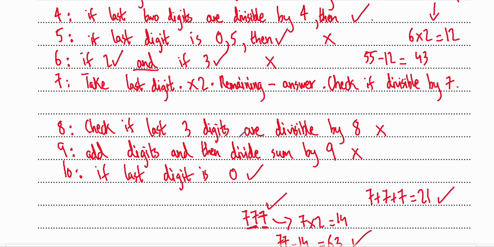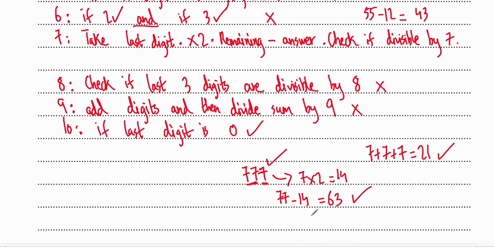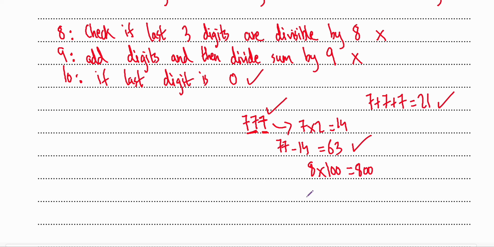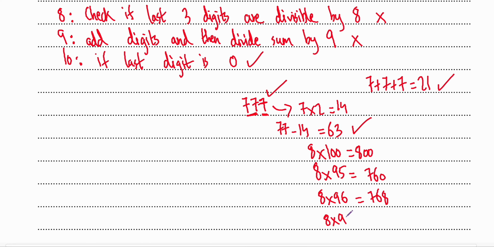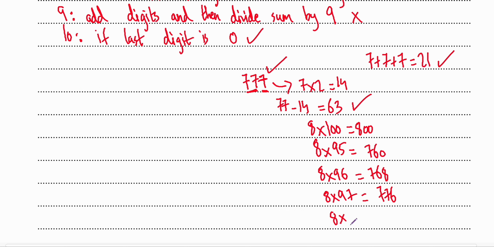Is it divisible by 8? Let's check. So we know 8 times 100 is going to be 800. So that means 8 times, let's say, 95 is around 760. So 8 times 96 is going to be 768. Then 8 times 97 is going to be 776. And then 8 times 98 is going to be 784. So we can see 777 is between these two numbers right here. That means it's not divisible by 8 because it has to be exactly a multiple of 8. So it doesn't work for 8.